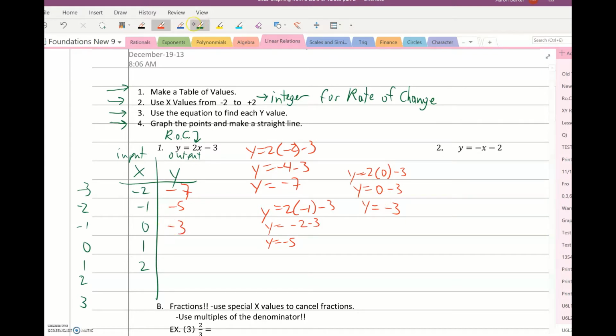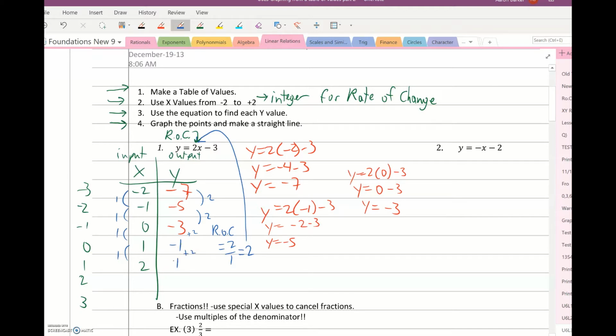Okay, so now you can start seeing a pattern here. Because our inputs are going up by 1, our outputs are going up by 2. So your rate of change equals 2 over 1. Totally simplified, it equals 2. And you can then confirm that your answers are correct because it equals your rate of change. And so you could continue that pattern. So -3 plus 2 would give us -1, plus 2 would give us +1.